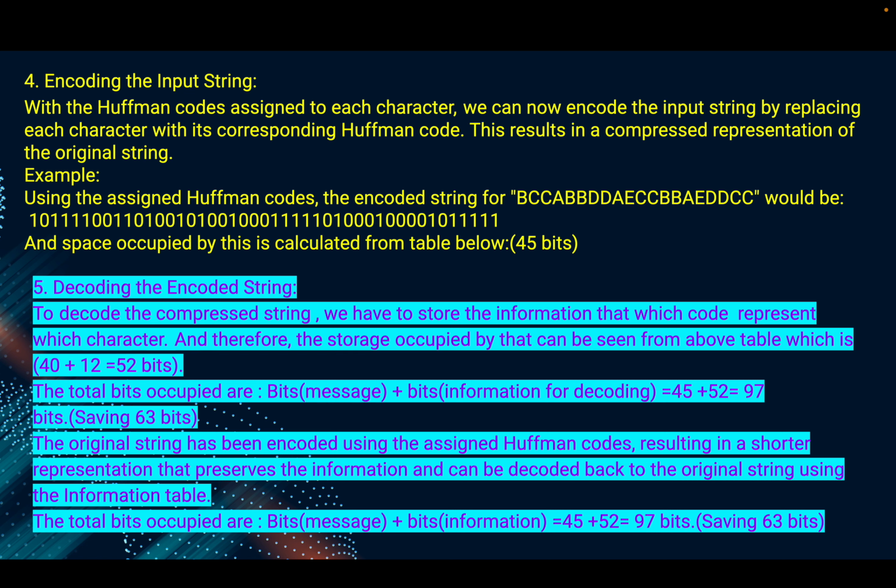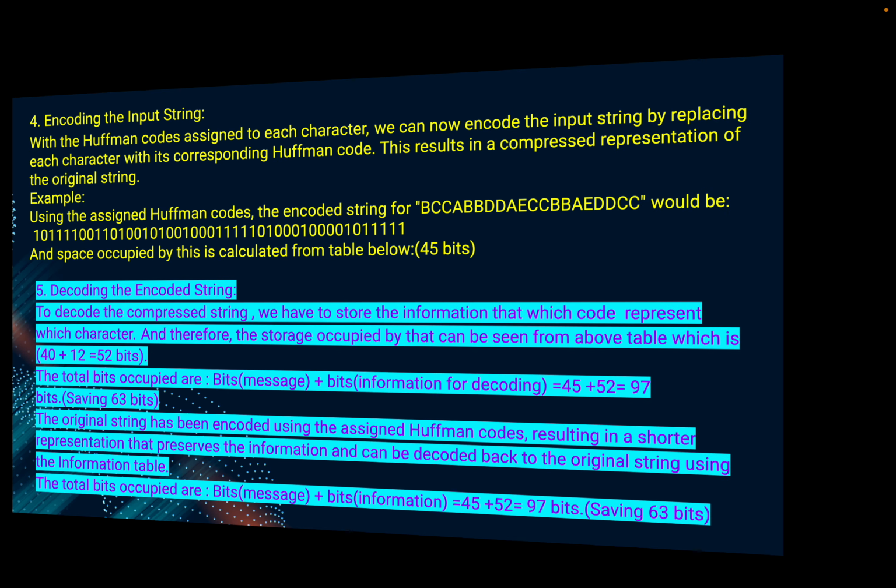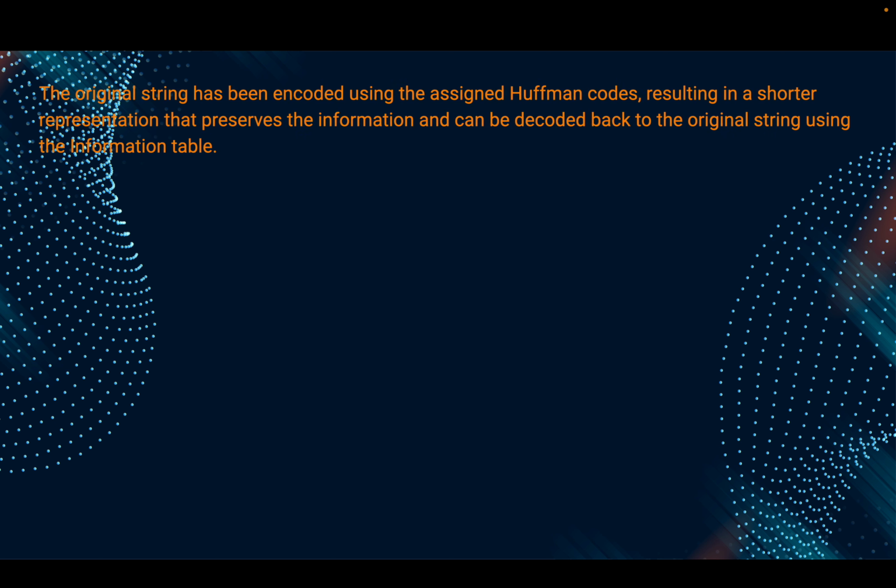The original string has been encoded using the assigned Huffman codes, resulting in a shorter representation that preserves the information and can be decoded back to the original string using the information table. The total bits occupied are bits for the message plus bits of information, equal to 45 plus 52, 97 bits.